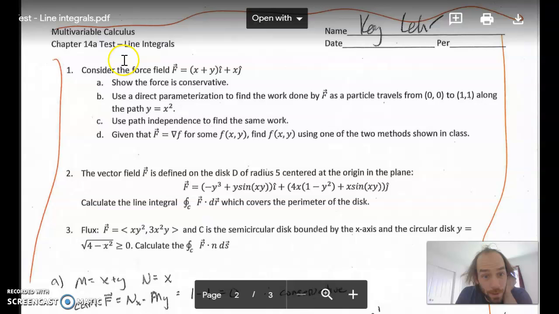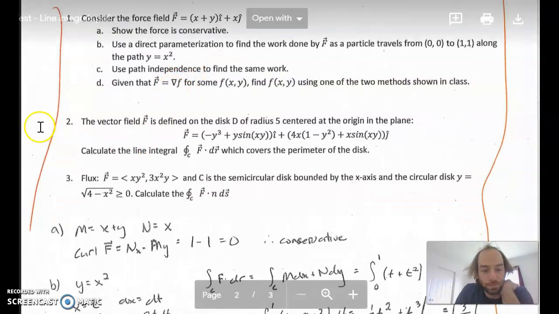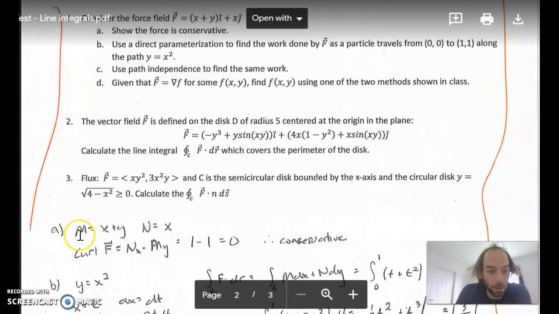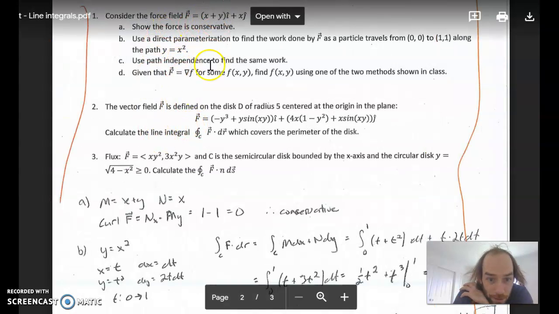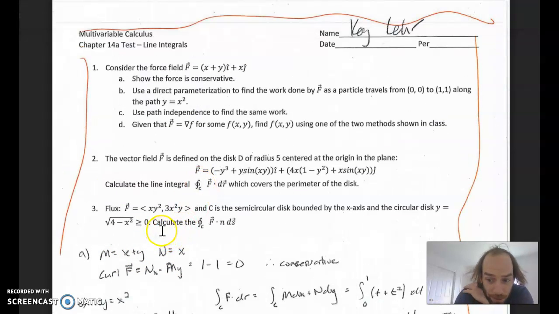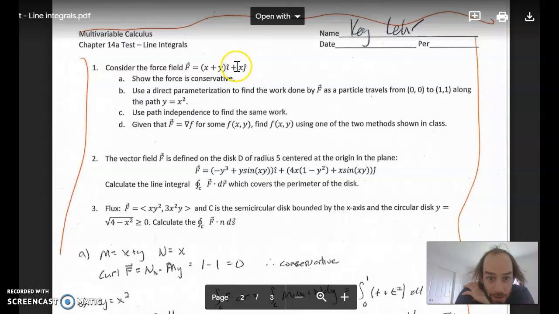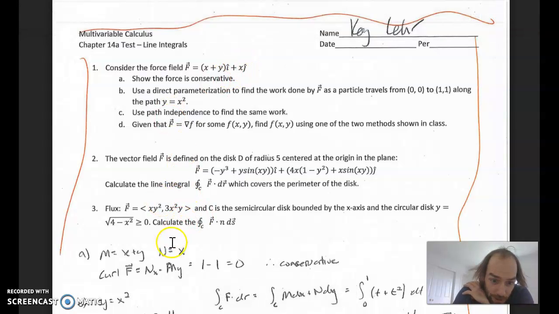The first thing I want to do is show that the force, this vector field F, is conservative. If you look down here, I take the x plus y there, and that is my M. Same notation and conventions we've used all along. The N is this x. So I want to show that it's conservative.